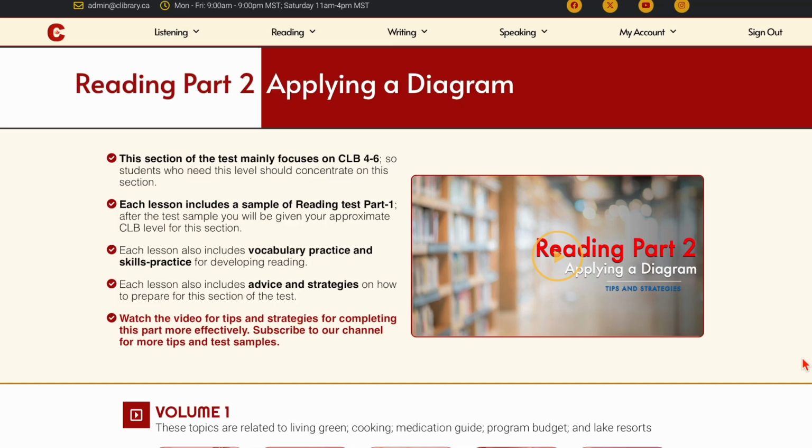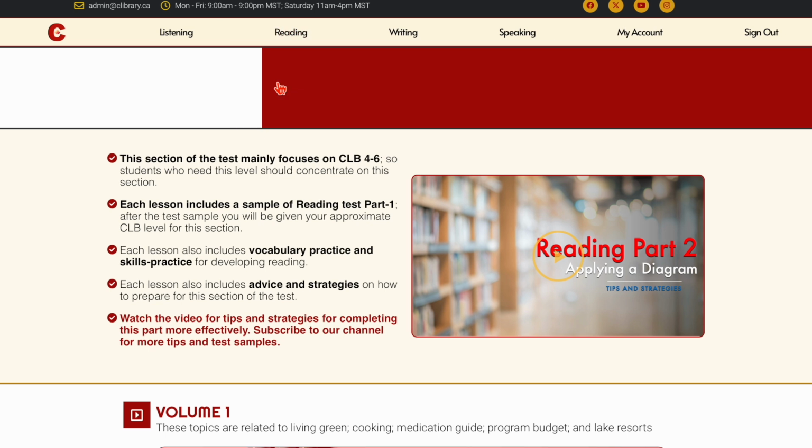Welcome everyone to this Reading Part 2, Applying a Diagram Analysis. And I'm here in the Reading Part 2 section of the CELPIP Library.